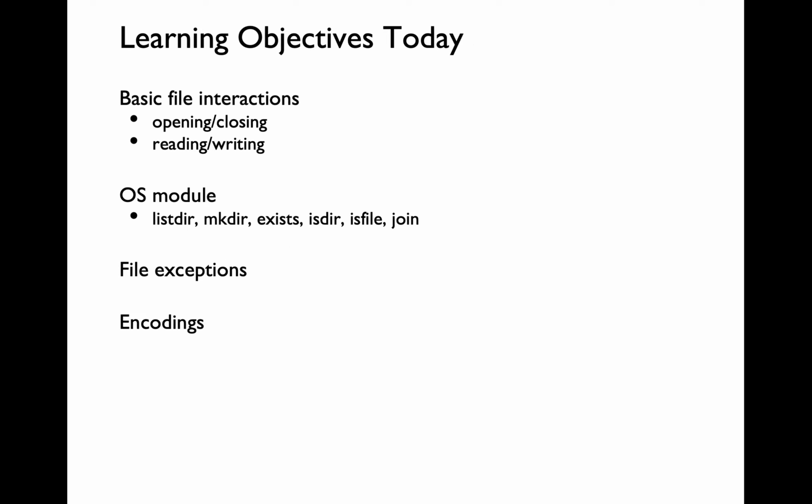Let me give you a quick overview of the learning objectives for today's lecture. We are going to first talk about opening and closing a file. Then we are going to talk about how to read the content of a file and how to write content into a file. After that, we'll be discussing a set of functions associated with the operating system module. Majority of these enable you to do something with a file or something with a directory. Then we'll be going through examples of handling file exceptions. Finally, we'll talk about the topic of encoding. It's a little bit of a tricky topic, but it's really important.